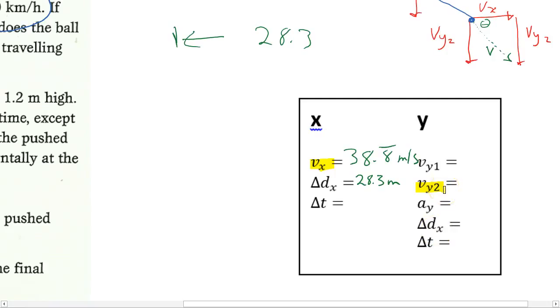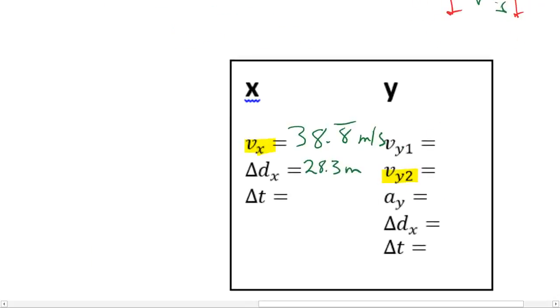So what are the different things that we know in this question? Well, I think we know that Vy1 is equal to 0, because my initial motion is only vertical, and I know my Ay is negative 9.8. And I need to figure out what Vy2 is. Oh, I made a mistake. This should be delta dy, not delta dx.